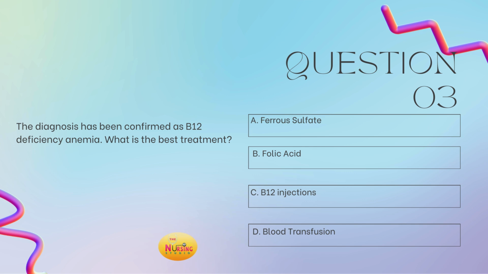So it's asking about the best treatment for B12 deficiency anemia. Y'all, the answer is C, B12 injections. We know we do ferrous sulfate, 325, TID for iron deficiency anemia. Folic acid is for our folate deficiency anemia. B12 injections are for our B12 deficiency anemia. And our blood transfusions can be utilized when needed and warranted for our thalassemia, okay?